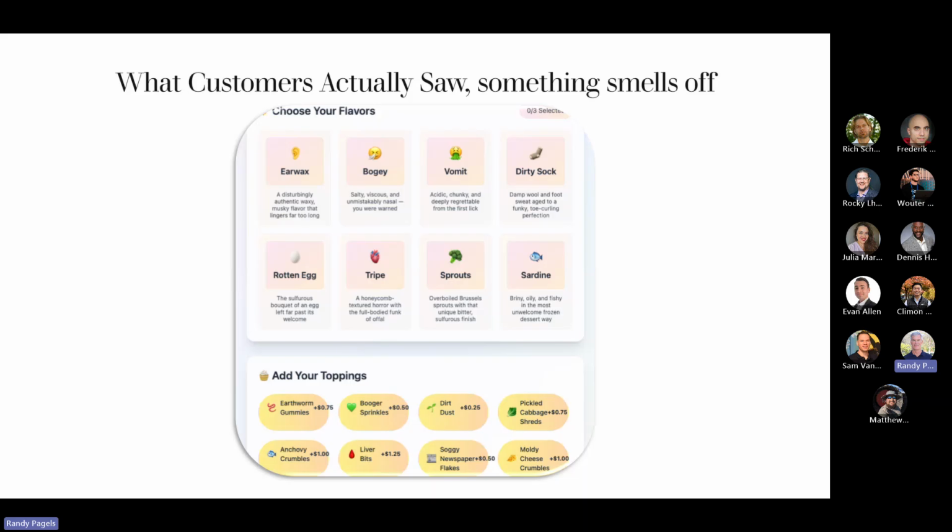And then trouble hits. This is what customers actually saw, and it smells a little off. The website gets hacked. As you can see, these are not delicious flavors or toppings, but we can see the problem. The site still works, it has the appearance, but customers have the experience that something has changed, and it's not really what they asked for. So earwax and boogers and vomit and dirty socks, etc. They're not Gino's finest flavor lineup at all.